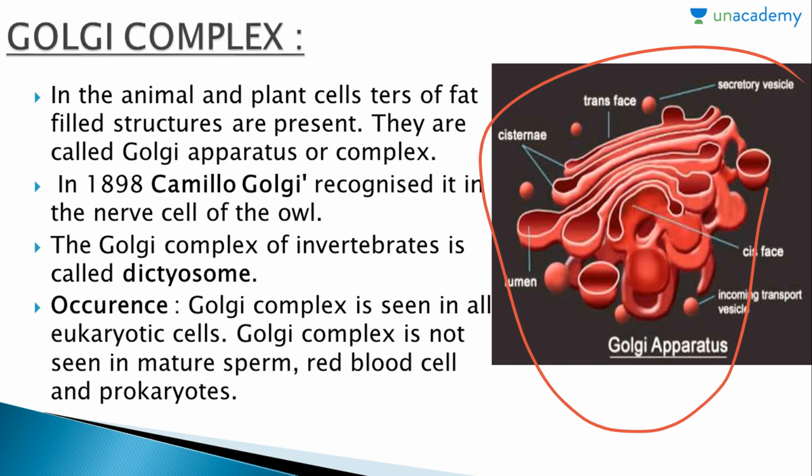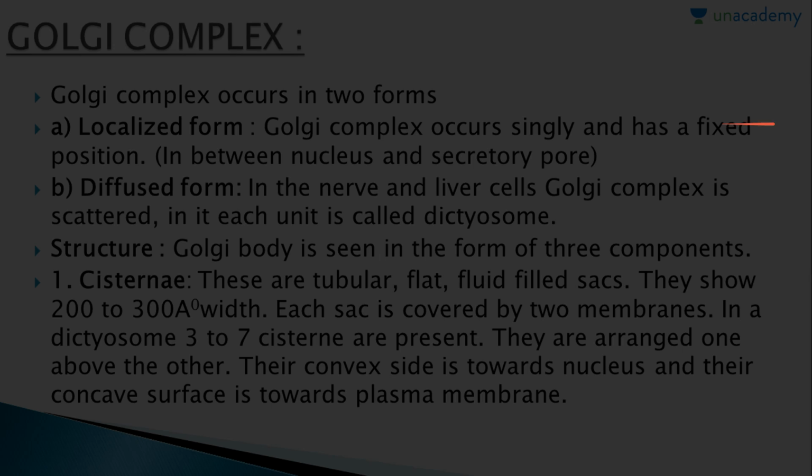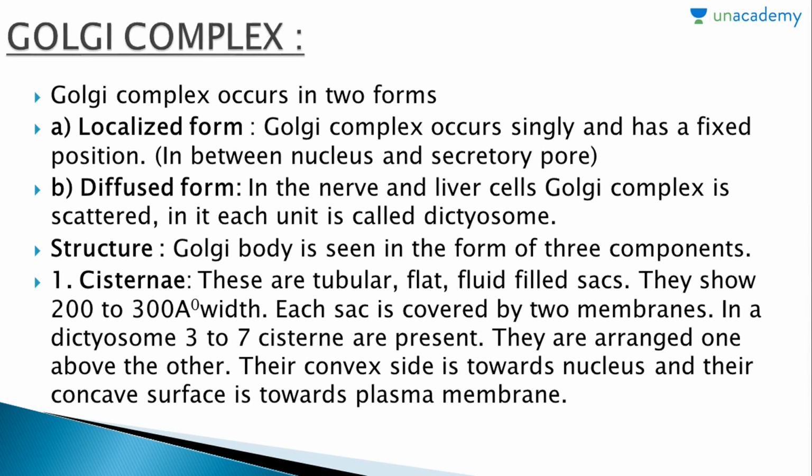This is a diagram of the Golgi apparatus. We have a cis face and a trans face, some cisternae, and some secretory vesicles. The Golgi complex occurs in two forms. First is the localized form, second is the diffused form. In the localized form, the Golgi complex occurs singly and has a fixed position between the nucleus and the secretory pole. In the diffused form, in nerve cells and liver cells, the Golgi complex is scattered, and each unit is called a dictyosome.